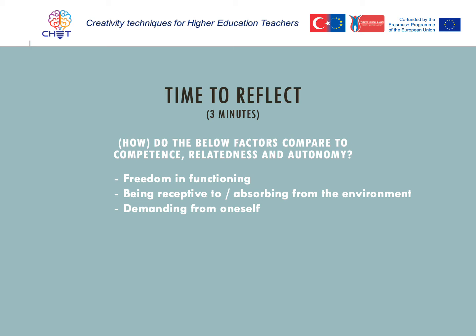All right, the time is up. And just to wrap up this task, we hope that you could get something out of it by comparing the components of the self-determination theory and what we just heard previously about the engineering students' motivation for creativity. And you could, for example, assume that the need for competence relates to demanding from oneself. The relatedness could be that the students are absorbing from the environment and also the need for belonging to a group, while autonomy really sounds like the freedom of functioning.